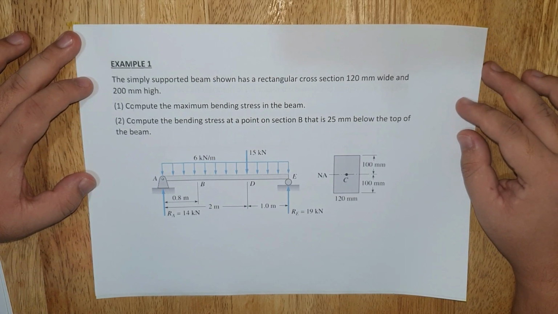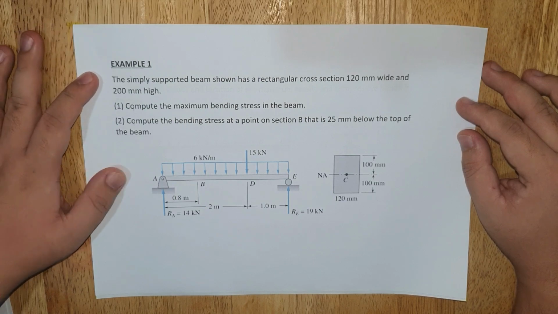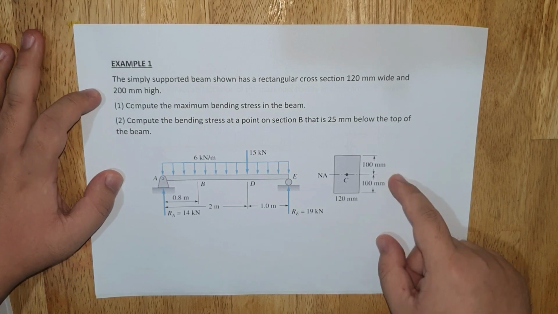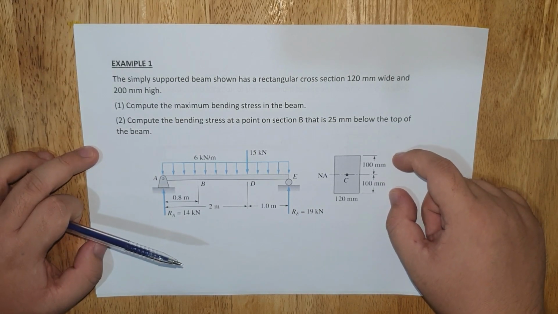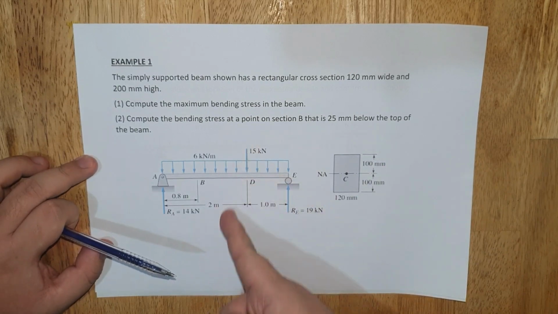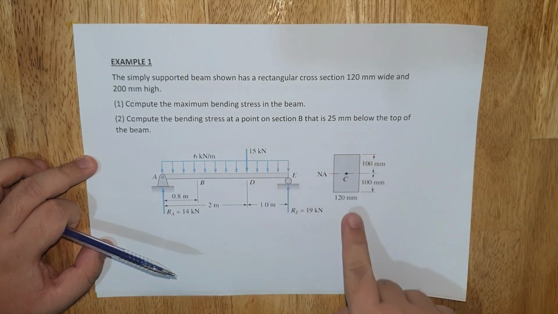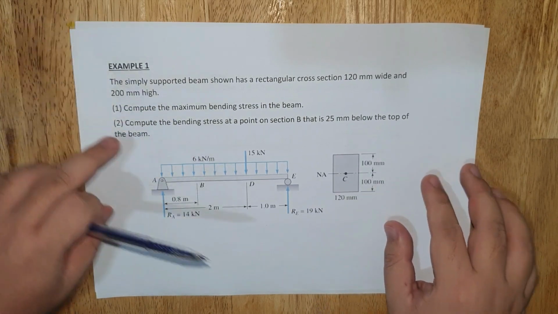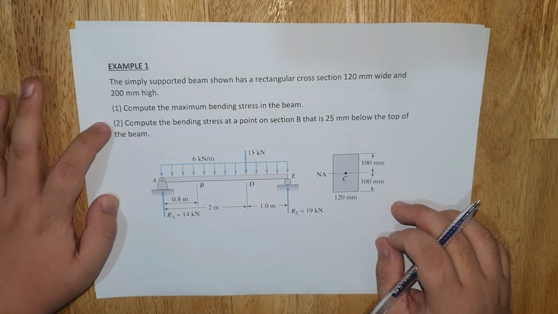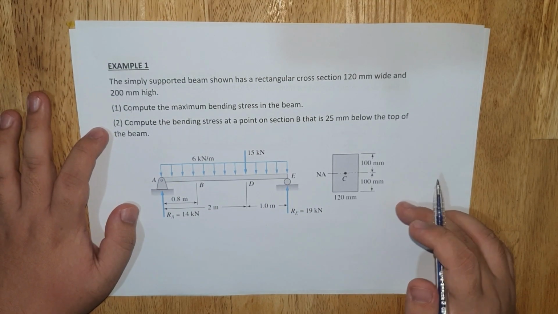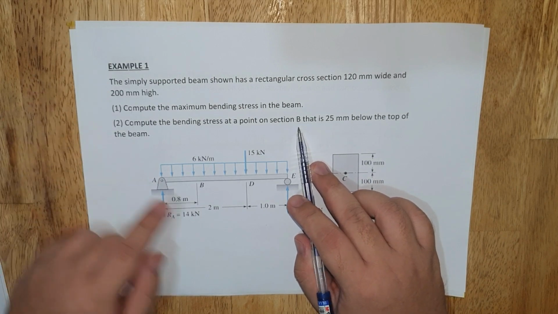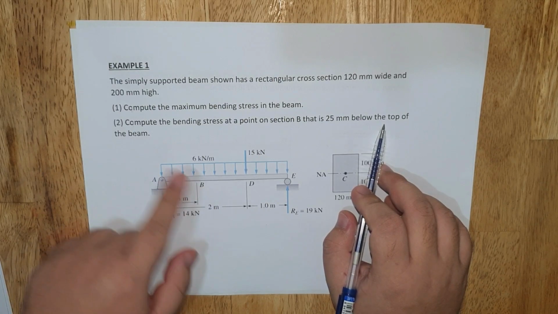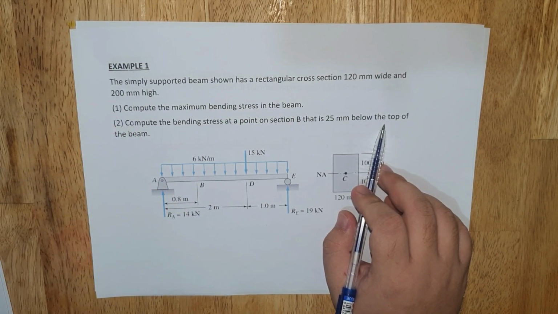So example 1, meron tayong given a simply supported beam with rectangular cross section, 120 mm wide, 120 mm high. So ibig sabihin cross section, pag kinat nyo sa gitna to, tapos tumingin kayo dito sa portion na to, ito yung makikita nyo. Okay, pinapahanap sa atin ngayon is yung maximum bending stress ng beam and bending stress at a point on section B. So ito yung B, location na yun, that is 25 mm below the top of the beam. So later i-discuss natin to. So unahin muna natin yung first one.